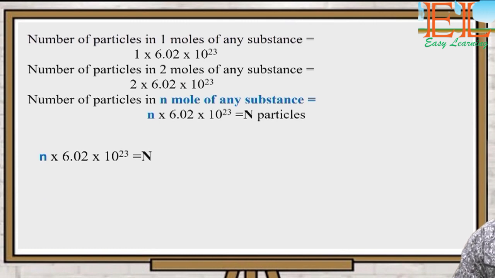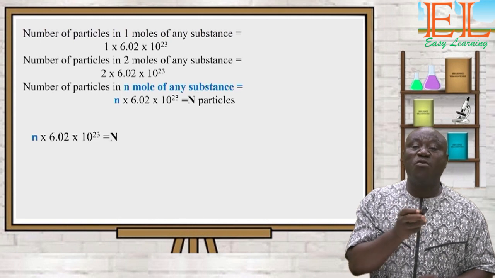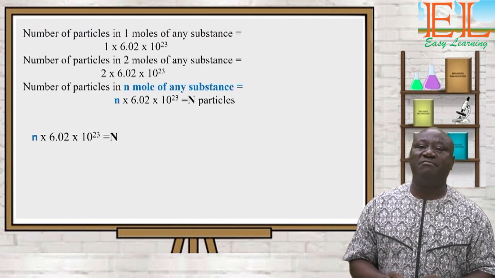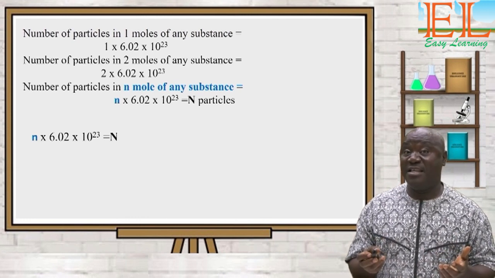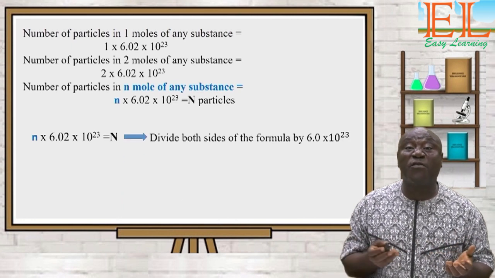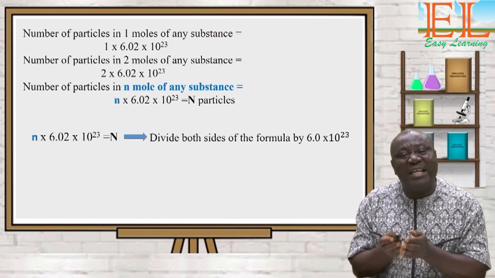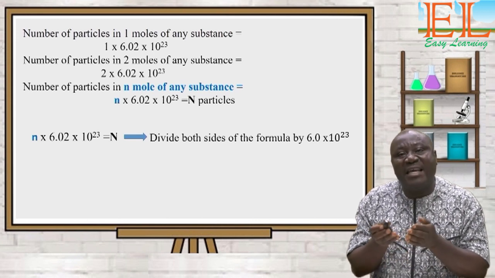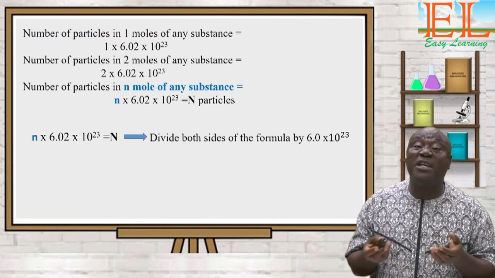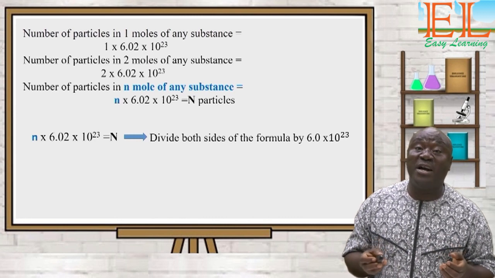Now, let me ask, how will I make the lowercase n the subject of this expression? You will agree with me that we will have to divide both sides of the equation by the number attached to the n, or the number that is multiplying n. And that is, we have to divide both sides of the equation by 6.02 times 10 raised to the power 23.